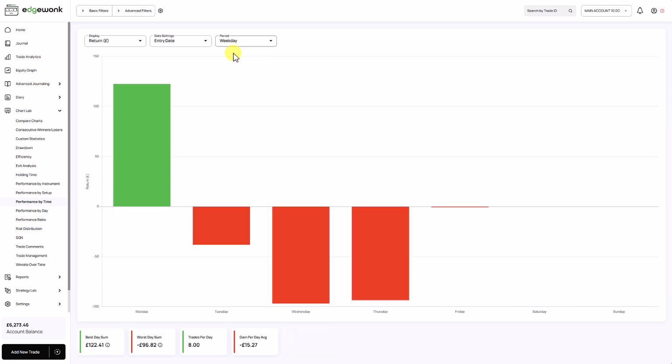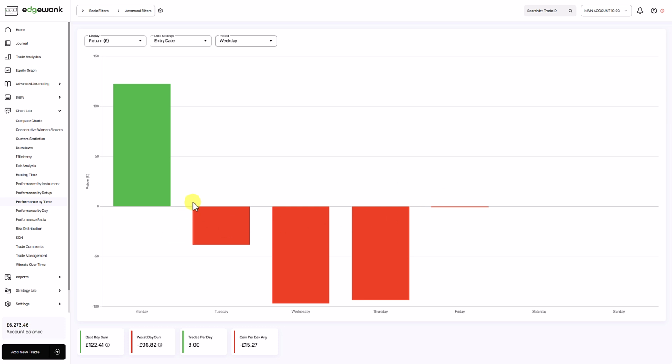What I found really interesting, and I don't have an explanation for it, when we look here at the performance by time and we look at the weekday, he is profitable on Mondays. 14 trades is an okay sample size, it's not the greatest, but what you can see is then after that, he is not making any money. So he's off to a good start, but then as the week goes on, he is only losing and he doesn't have another profitable day.